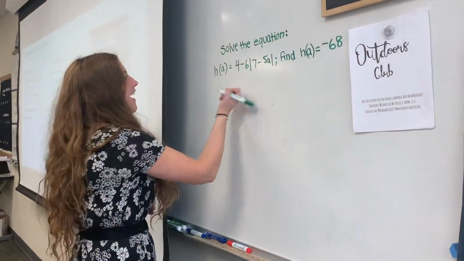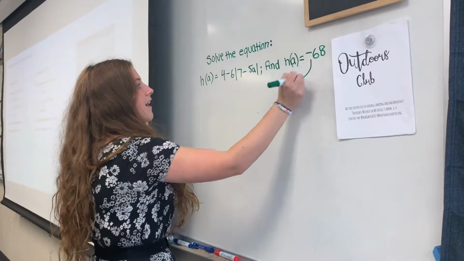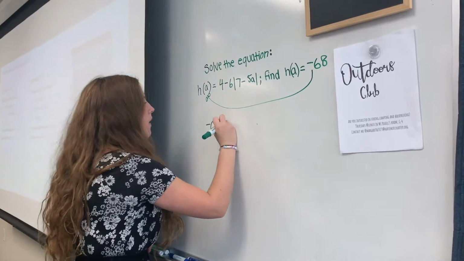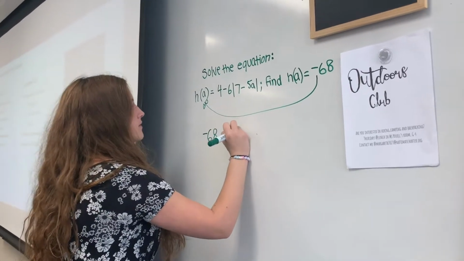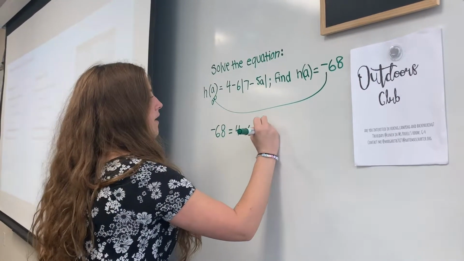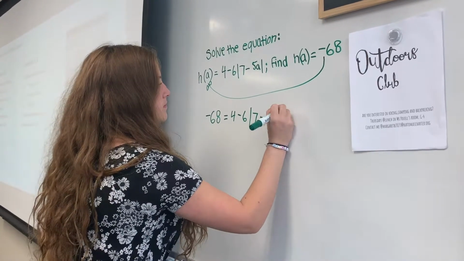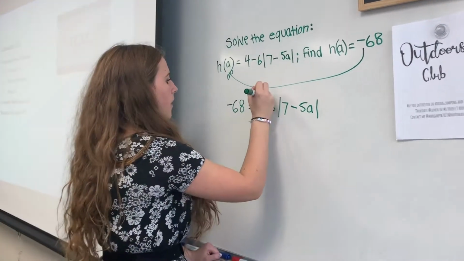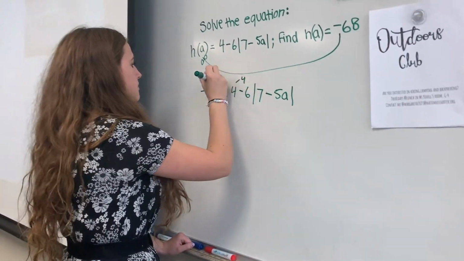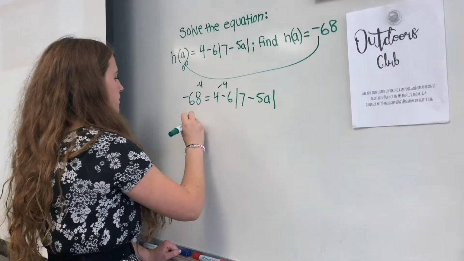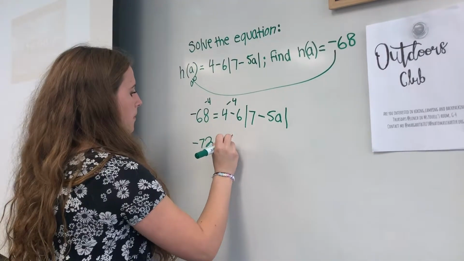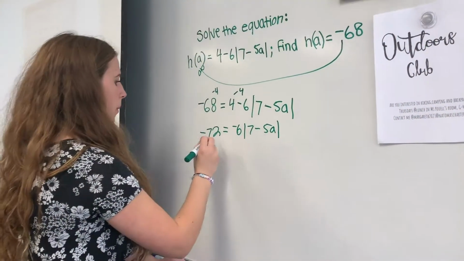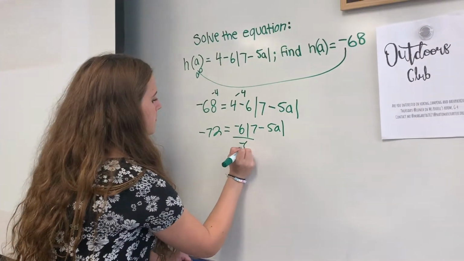Okay, to start out, we have this problem. H of A equals 4 minus 6 times the absolute value of 7 minus 5A, and we have to find A when H of A equals negative 68. So first you want to make the equation equal 68, leaving the variable, so you're going to solve it like an algebraic equation. You're just going to use properties of equality to isolate the variables, and you want to get the absolute value alone.